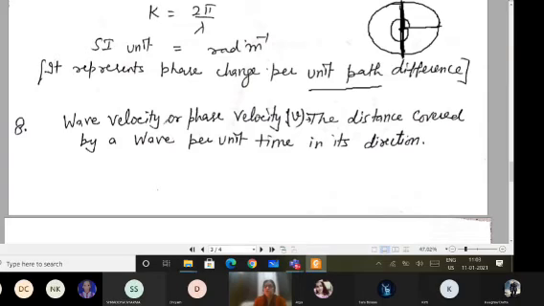Now, if I talk about the wave velocity, which I can also call the phase velocity, that is simply the distance covered by a wave in unit time in its direction of propagation. It means in which direction the particle is moving. That is your wave velocity or phase velocity.